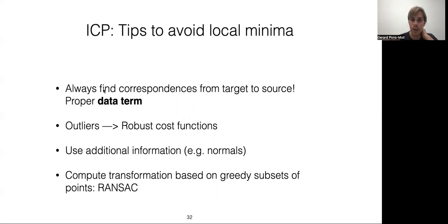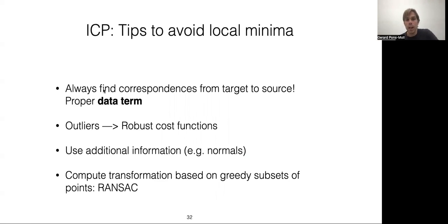And not vice versa. Because vice versa, I could make the source collapse to a single point and I will have zero error. That is a degeneracy. This cannot happen if you sum over target points.